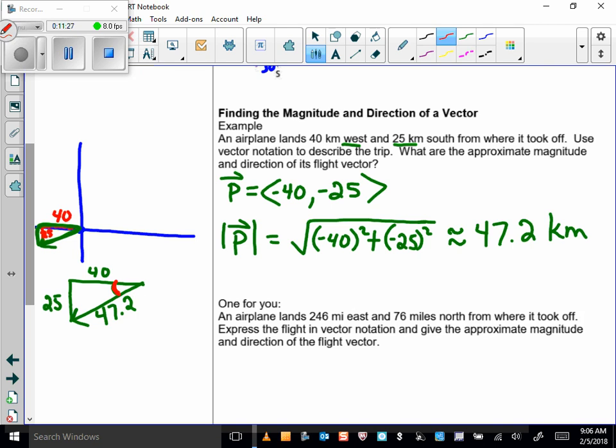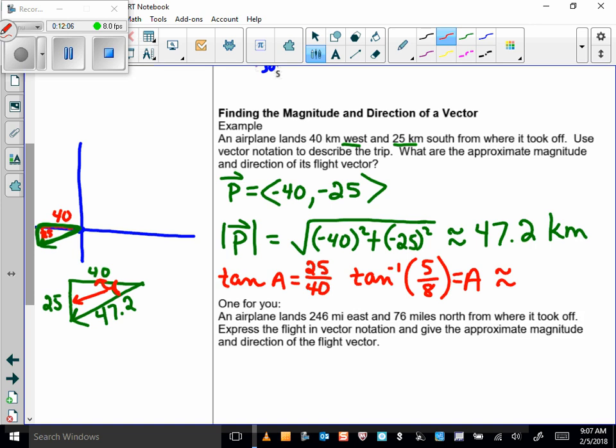Well, I've got all the side lengths of my triangle, so why don't I use the tangent? I've got the side opposite. I've got the side adjacent. So I'm going to say tangent of whatever that angle is, we'll just call it A for the moment, is the side opposite over side adjacent, which is 25 over 40. So that means the inverse tangent, and I'm going to go ahead and simplify 25/40 a little bit. That's 5/8, and that's going to equal our angle.